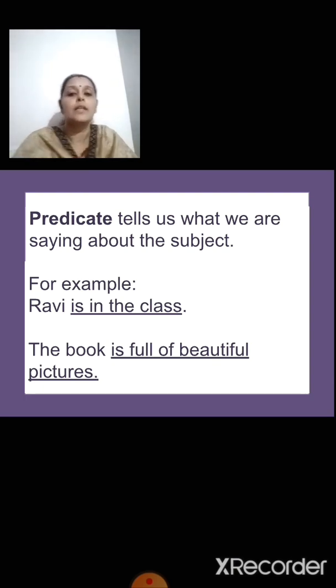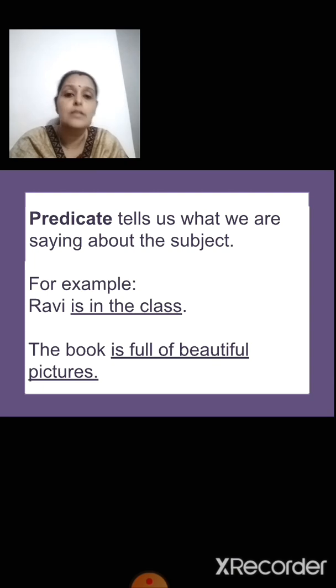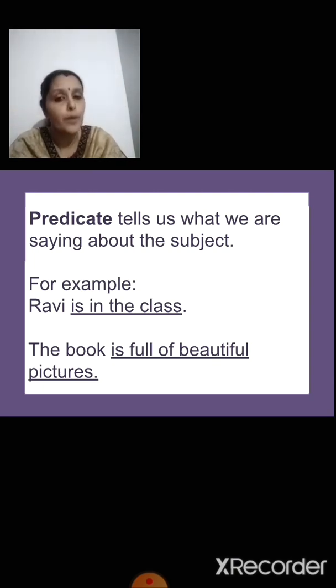Okay, the person about whom we are talking becomes the subject, and what we are saying about the person becomes the predicate. Let us see one more example. The book is full of beautiful pictures. What are we talking about here? We are talking about the book. So the book is the subject here.